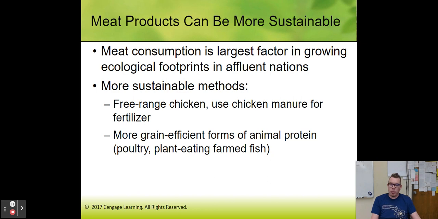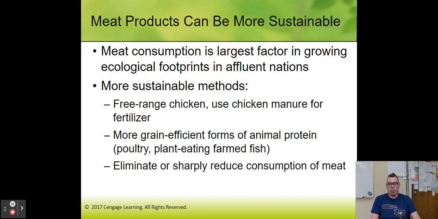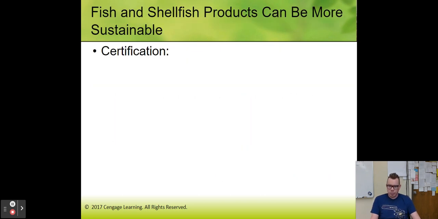Okay, more grain-efficient forms of animal protein, such as poultry and plant-eating farmed fish, and eliminate or sharply reduce consumption of meat as well. So basically, I've heard them say meatless Mondays. So instead of you eating meat 7 days a week, now we're only going to eat it 6 days a week. Or maybe meatless Monday, Wednesday, Friday, or whatever it is. We've got to reduce our consumption of meat. That's what we're looking for there.